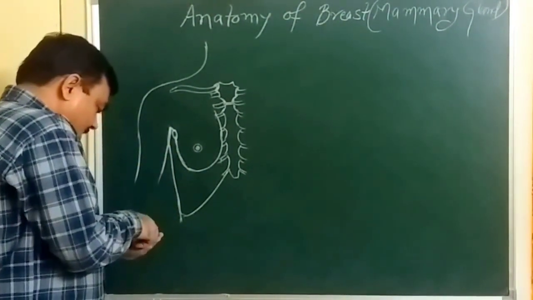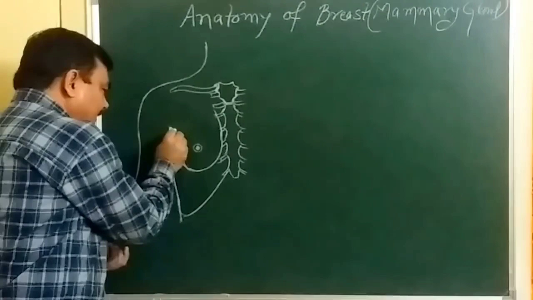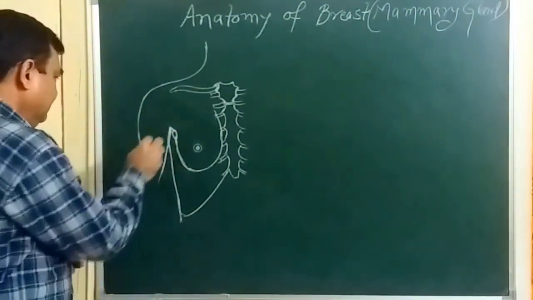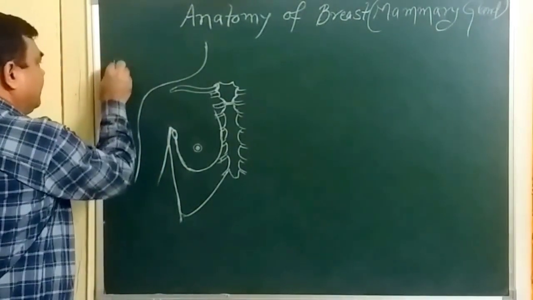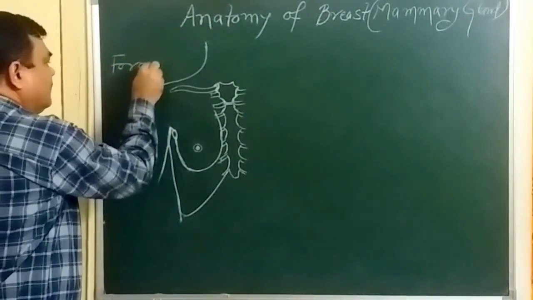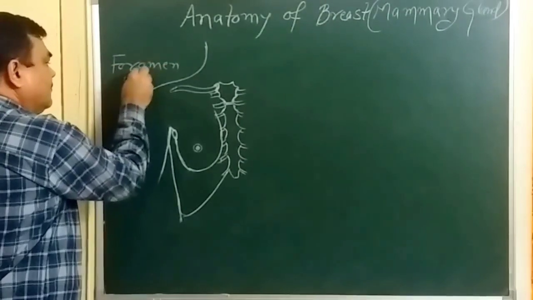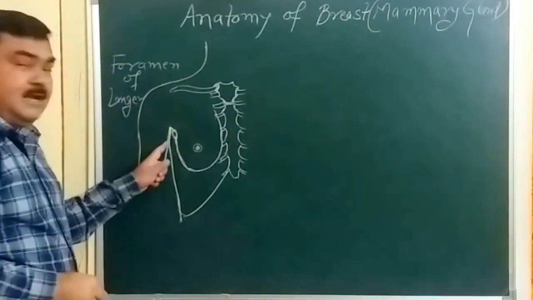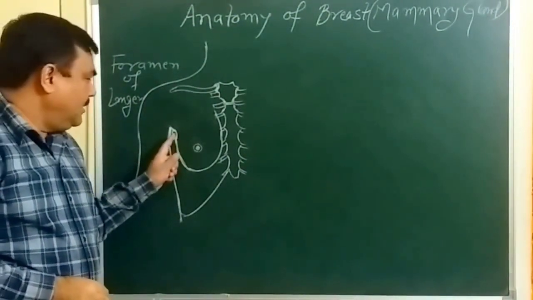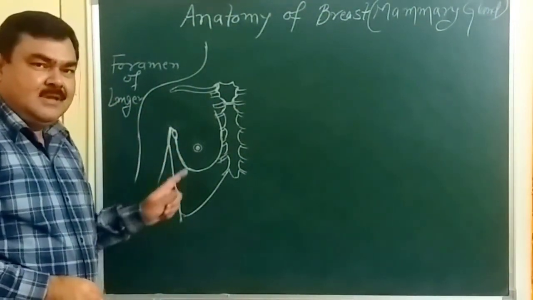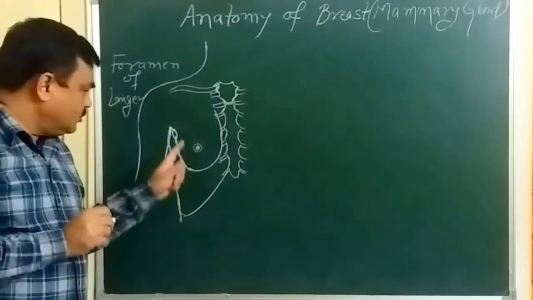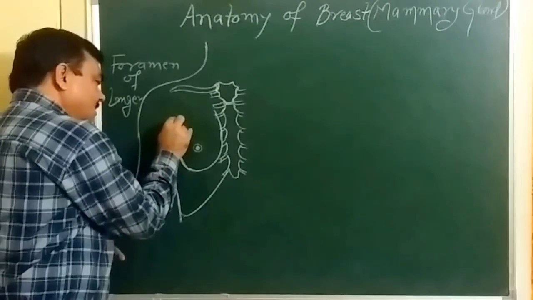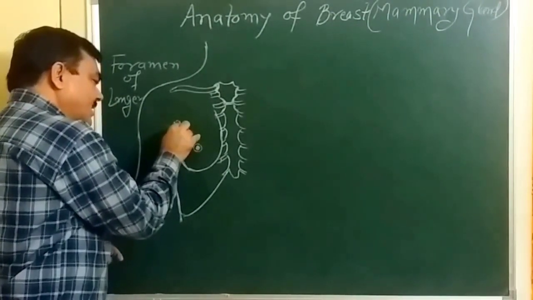This here is an opening in the deep fascia that is known as the foramen of Langer. This is the foramen of Langer, which is an opening in the deep fascia. So some part, the superior lateral part, passes through this and goes into the axilla.